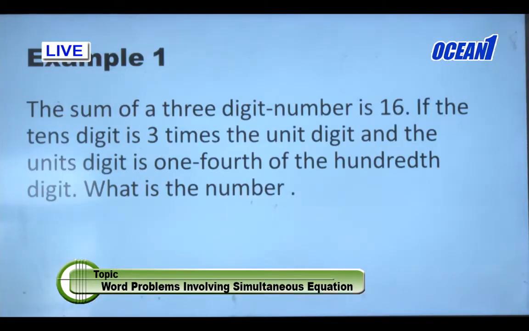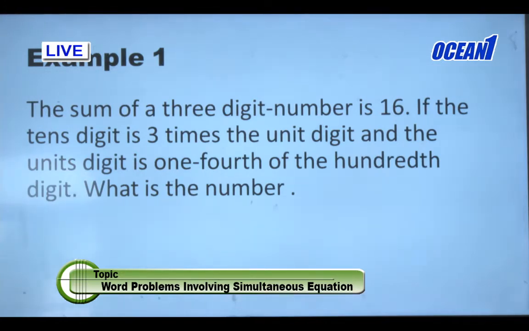If the tens digit is 3 times the unit digit, so this is the tens digit. Now this tens digit is 3 times the unit digit. What will be the equation? The equation will be y, which is the tens digit, equal to 3 times the unit digit. y = 3z. Okay.